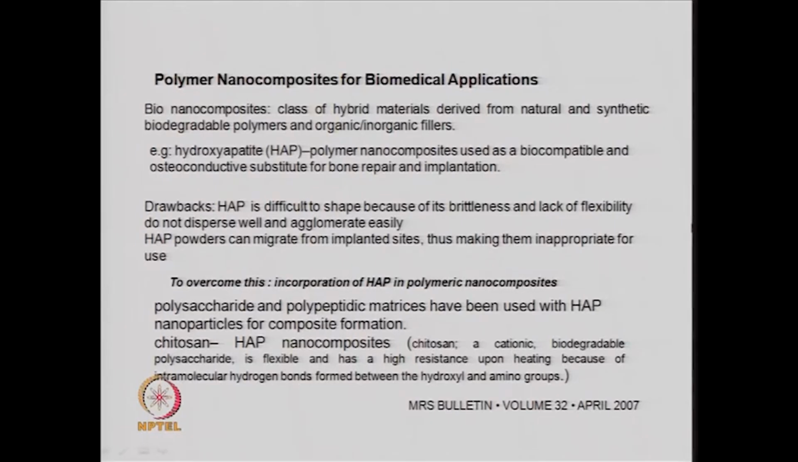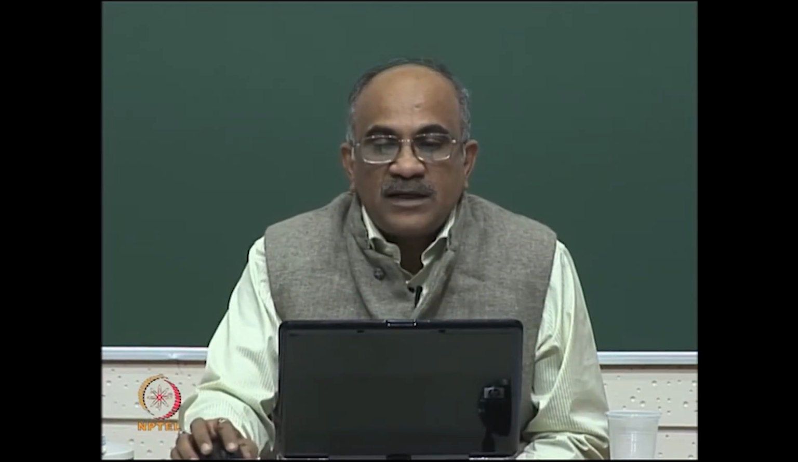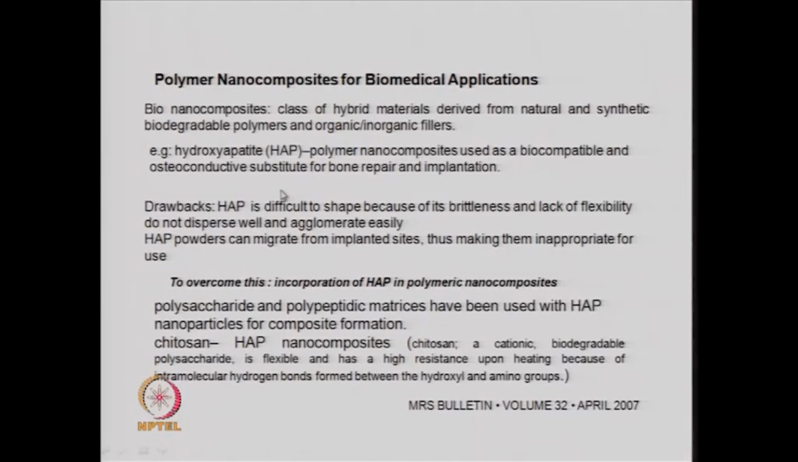Now, that was multi-scale modeling of polymer nanocomposites. Now, why are people interested in polymer nanocomposites? One of the major areas of interest in polymer nanocomposites is in the area of biomedical engineering. So, applications in biomedical engineering or biomedical science, for example, you can design and synthesize bio nanocomposites.